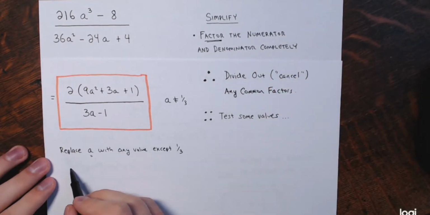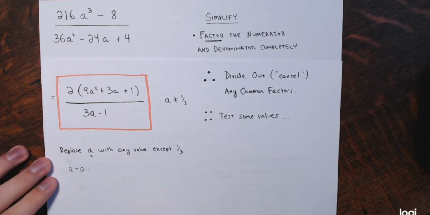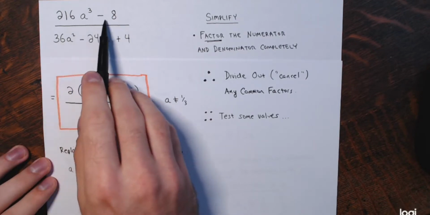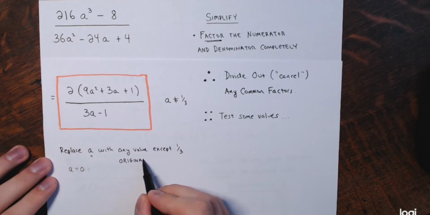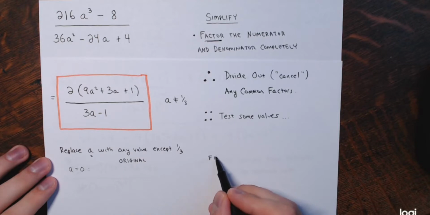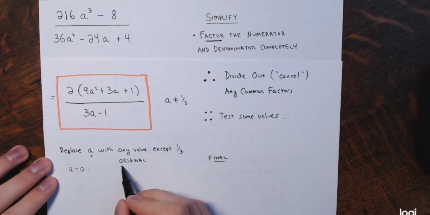And see, well, how about if a were 0? If a were 0, the first expression, the numerator would be -8. So I'll look at the original expression, and I'll look at the final expression after simplifying, and we'll see that they have the same value.